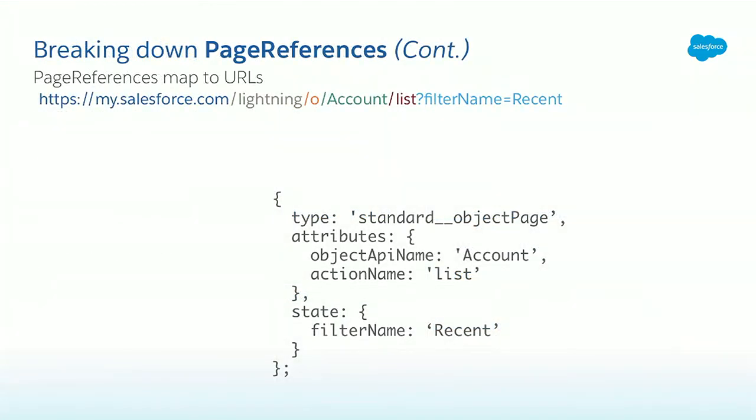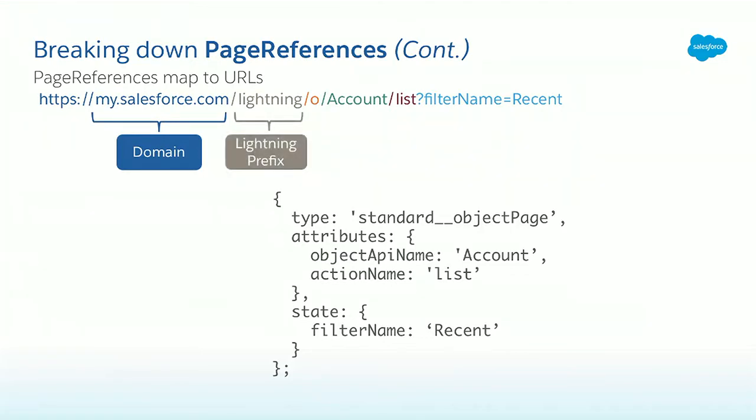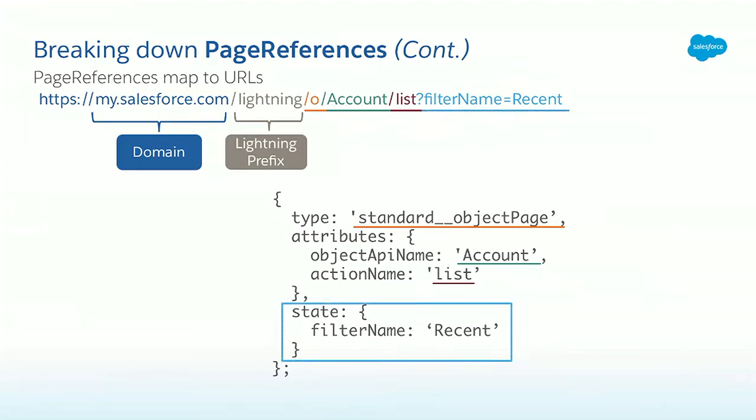So I've kind of spoken about this in the abstract, but I want to show you a concrete example. The URL is made up of the domain, the Lightning prefix, and then this next section, the /o, corresponds with the type of the page reference. In this case, it's an object page. The next segment, account, corresponds with the object API name. And this last segment, list, corresponds with the action name. So this takes you to the account list page. This last section, the query parameters, is stored in the state of the page reference.